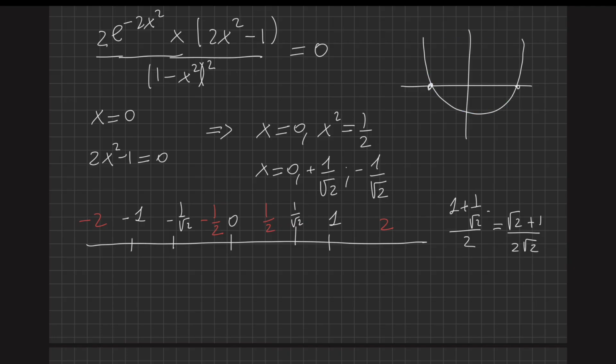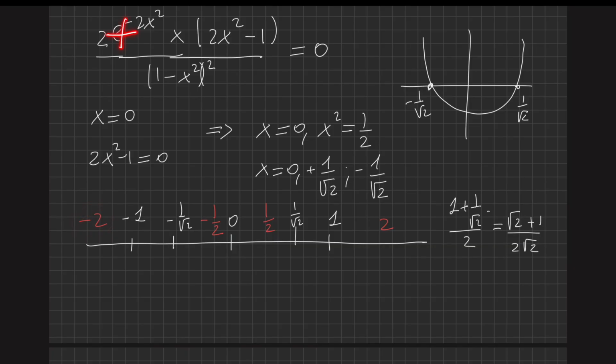So these are the two zeros. And so we know immediately that if we evaluate this function in between the two zeros, which are negative 1 over square root of 2 and 1 over square root of 2, we're going to get something negative. And if we evaluate it from outside, we're going to get something positive. Great.